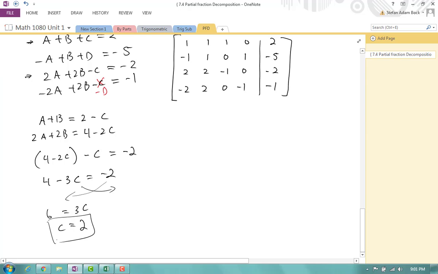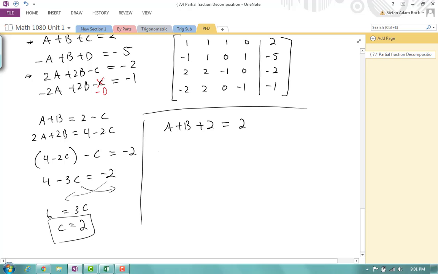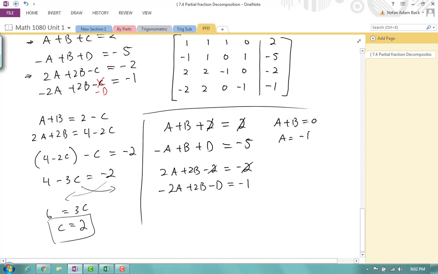Alright. So if c is equal to 2, I can replace all of the c's in my set of equations up there. So I'll do that. I'll have a plus b plus 2 now is equal to 2. I have minus a plus b plus d is equal to minus 5. Now 2a plus 2b minus 2 is equal to minus 2. Minus 2a plus 2b minus d equals minus 1. So this gives us some new information. This says that a plus b is equal to 0, which means a is equal to minus b.